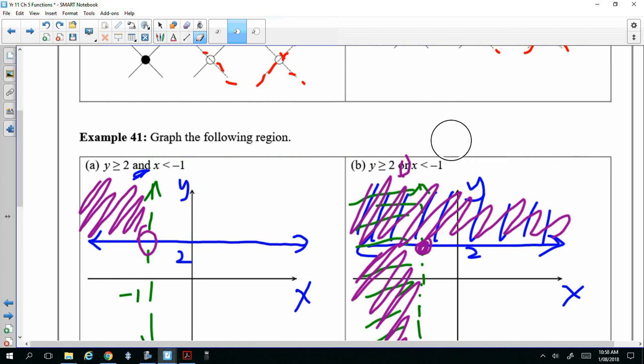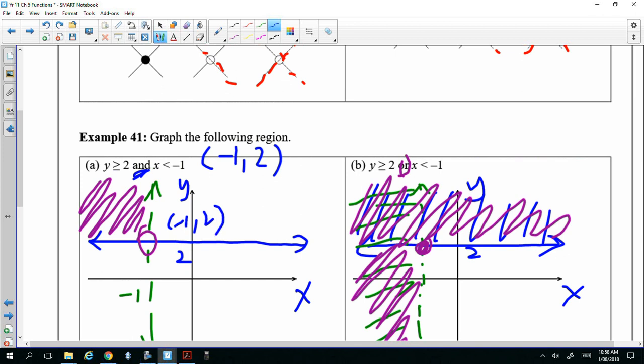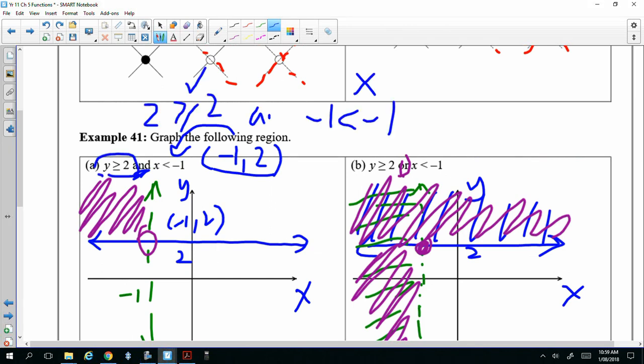So in this case, this point is (-1, 2), right? Now, does (-1, 2) make this true? No, -1 is not less than -1. Because if you put -1 into x, does that make this a true statement? No. But does that make this statement true? Yes, 2 is bigger than or equal to 2. But you have to have both true. Okay, so if you understand, that's good.